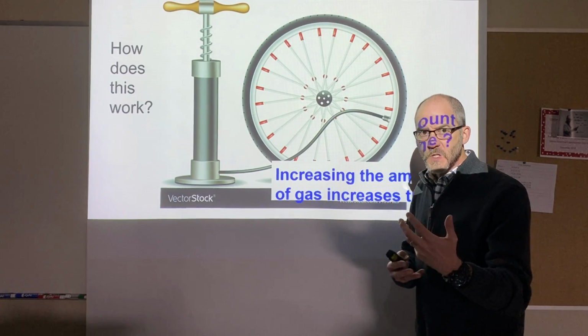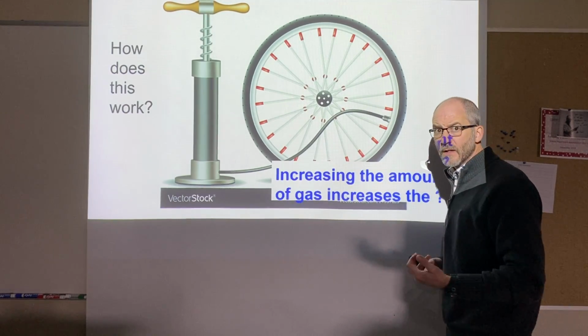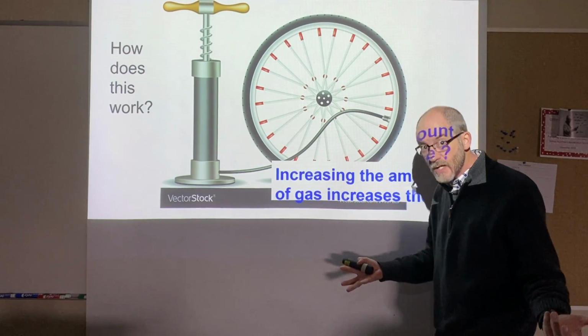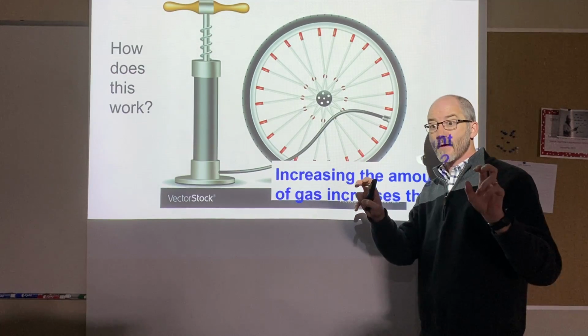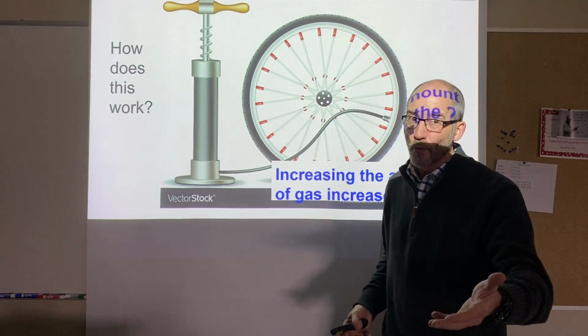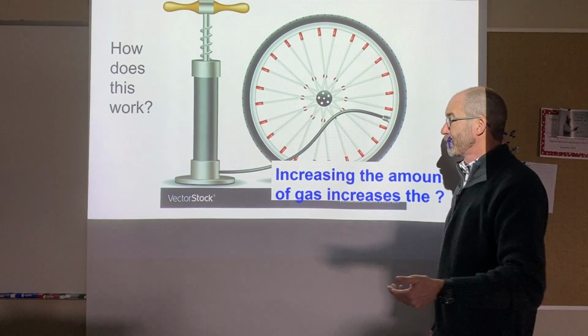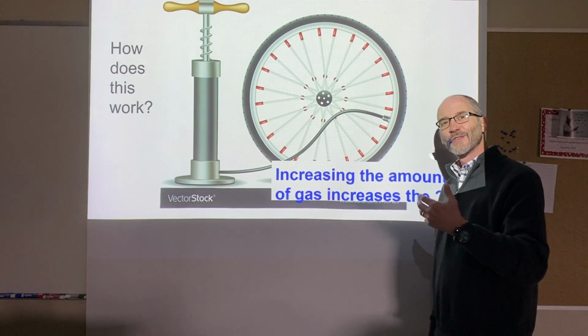So you're increasing the likelihood of a gas-to-gas collision. You're increasing the likelihood of a gas molecule's collision with the side of its container. And so what are you doing? You're inflating the tire, but what are you really doing? You're increasing the pressure, okay? So we're using a characteristic of a gas to our advantage.